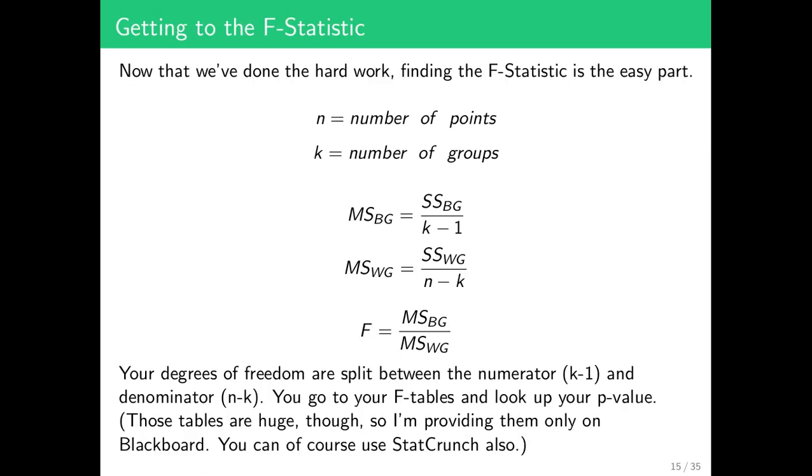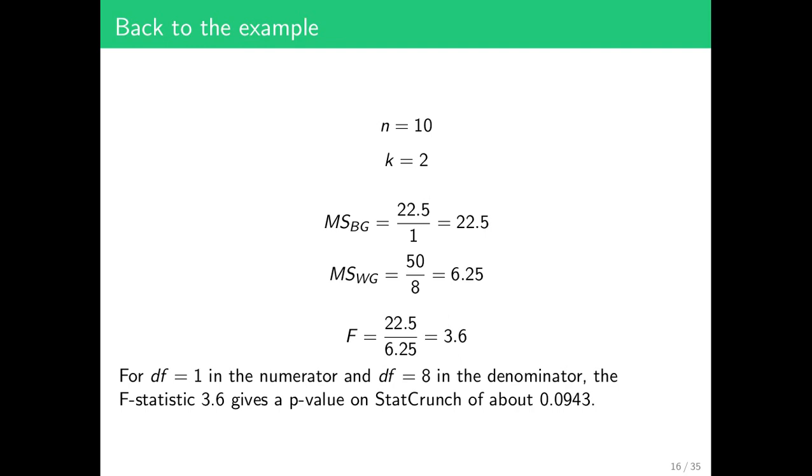Okay, now getting to this thing called the F statistic. So now that we've done the hard work, actually finding the F statistic is pretty easy. If n is the number of points you have and k is the number of groups you have, then you just calculate these things. You just take sum of squares between groups and divide by k minus 1, and sum of squares within group, and you divide by n minus k, and you stack these things one on top of the other, and you get the F statistic.